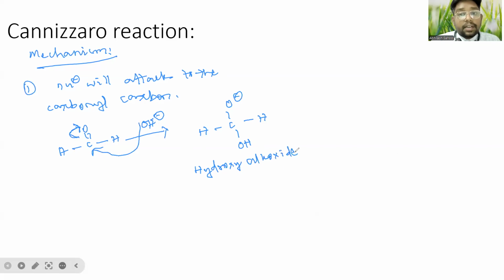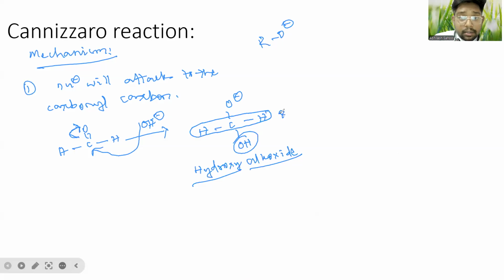Why is it hydroxy alkoxide? Because OH group is there. That's why hydroxy. And why is it alkoxide? Because alkoxide is RO minus, and here also, if I consider this as my R, then this is your O minus. So this is a derivative of RO minus because your OH is attached. So that's why it is hydroxy alkoxide. So here we have got an intermediate, hydroxy alkoxide. Then in the second step, what will happen?